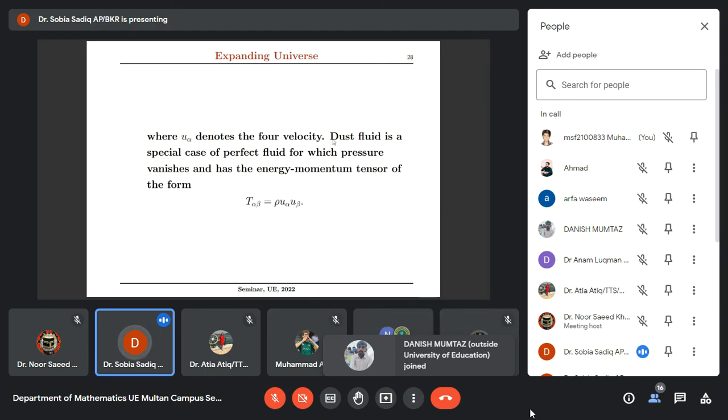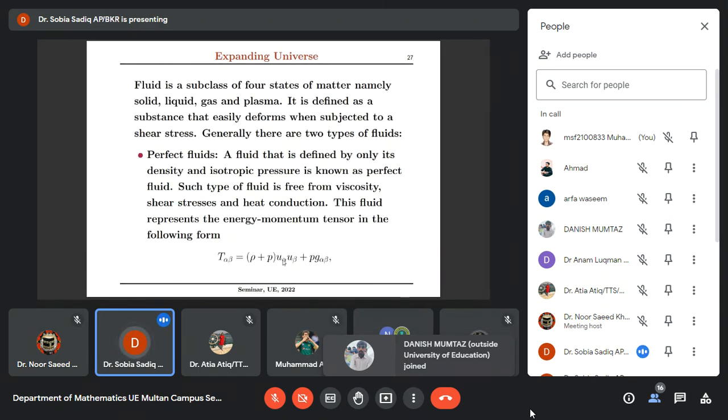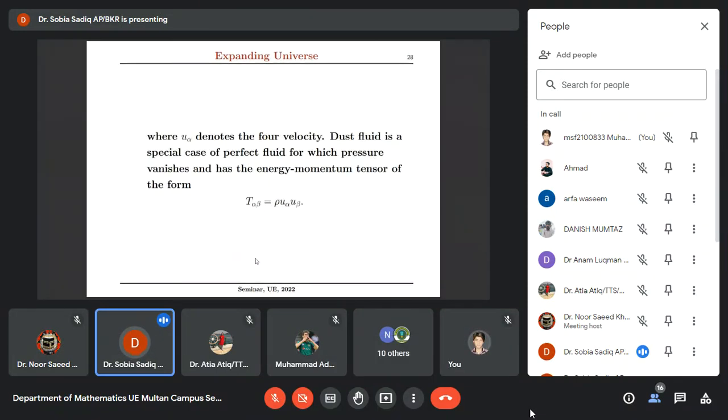When we take the pressure in this isotropic perfect fluid to be 0, then it becomes the dust fluid. Dust fluid is a special case of perfect fluid for which the pressure vanishes, and it has the energy momentum tensor of this form as given over here.